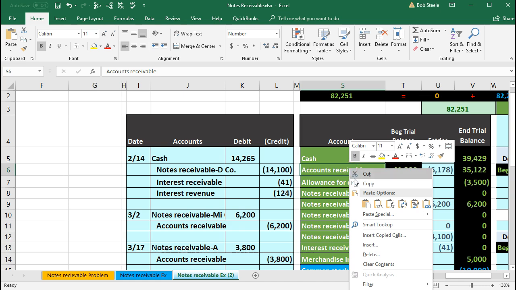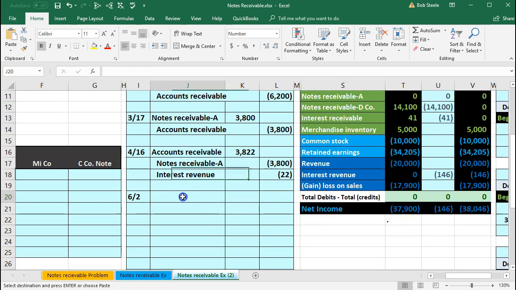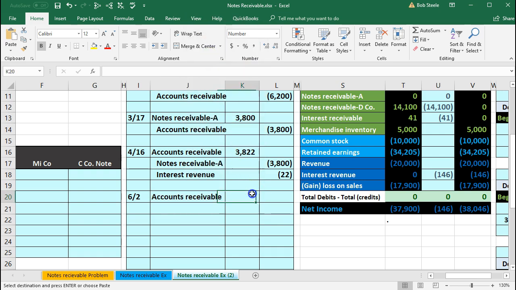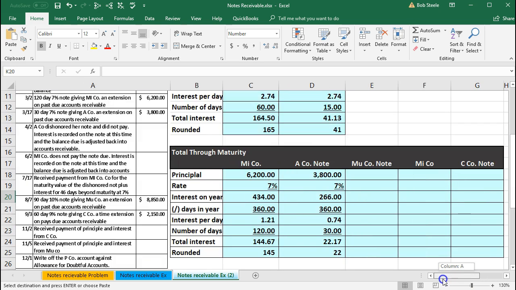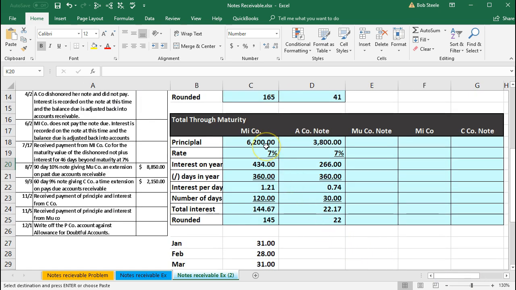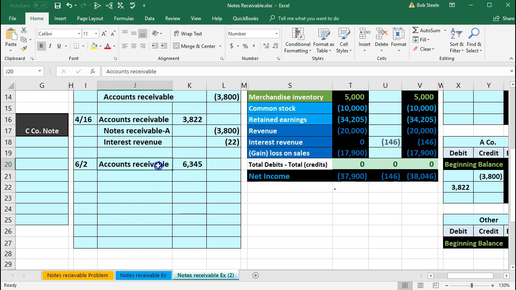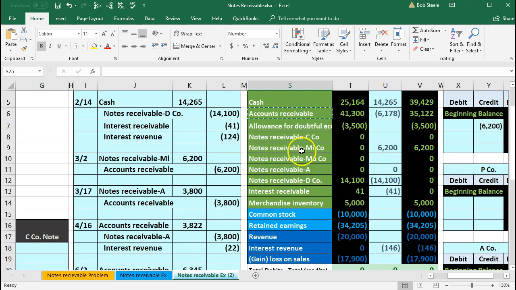So I'm going to right click and copy. Scroll down, we're going to put that in J20, right click and paste, 1, 2, 3. Now remember, the amount is going to be this 6,200 plus the 145. So let's see if we can remember that. Equals the 6,200 plus the 145 is 6,345. So there we have the accounts receivable of 6,345.